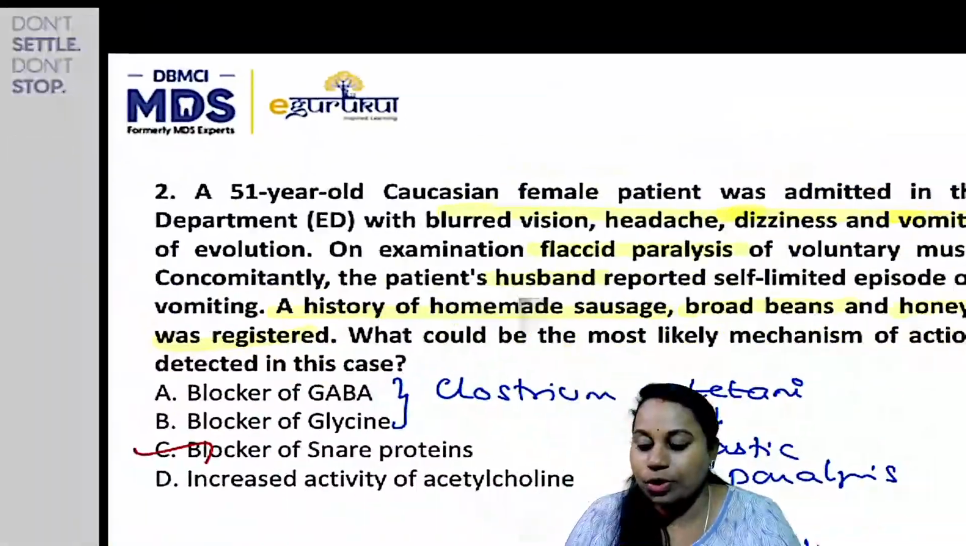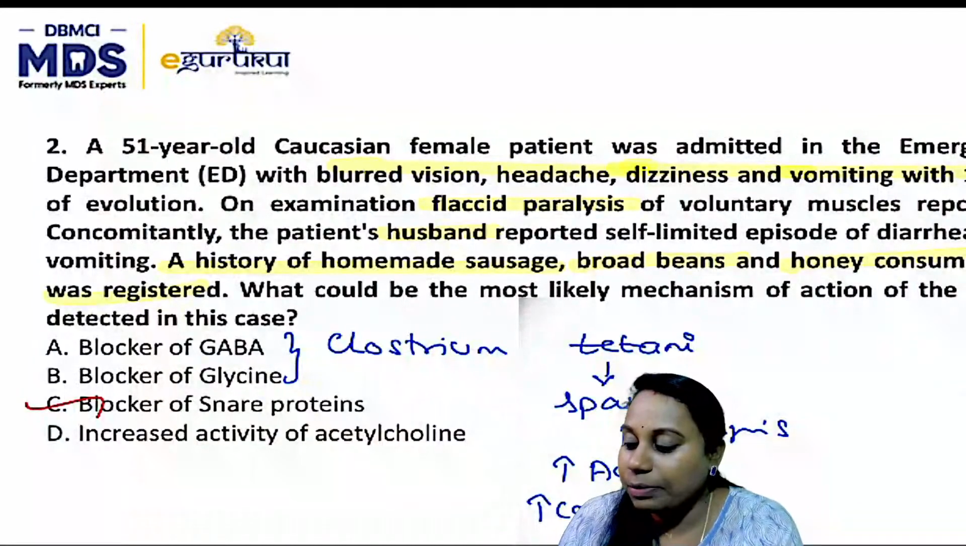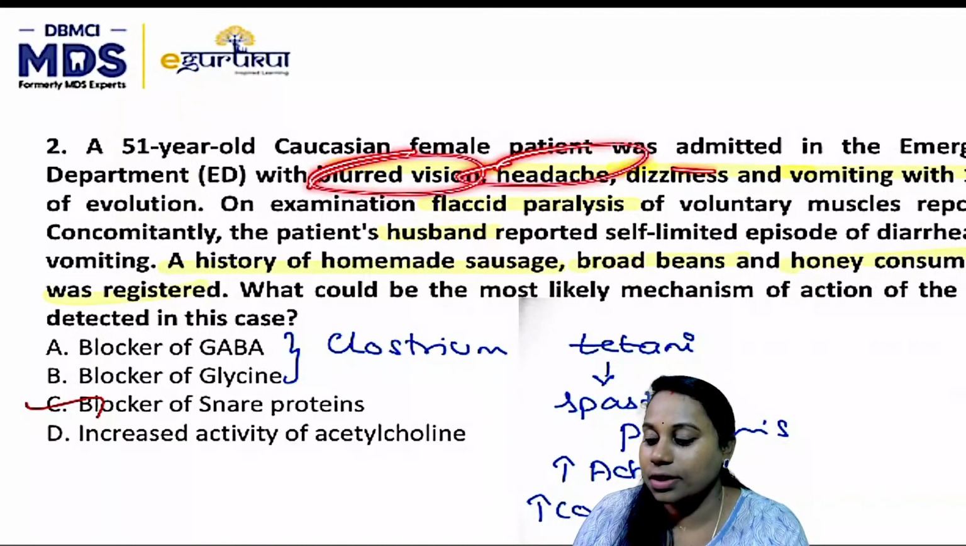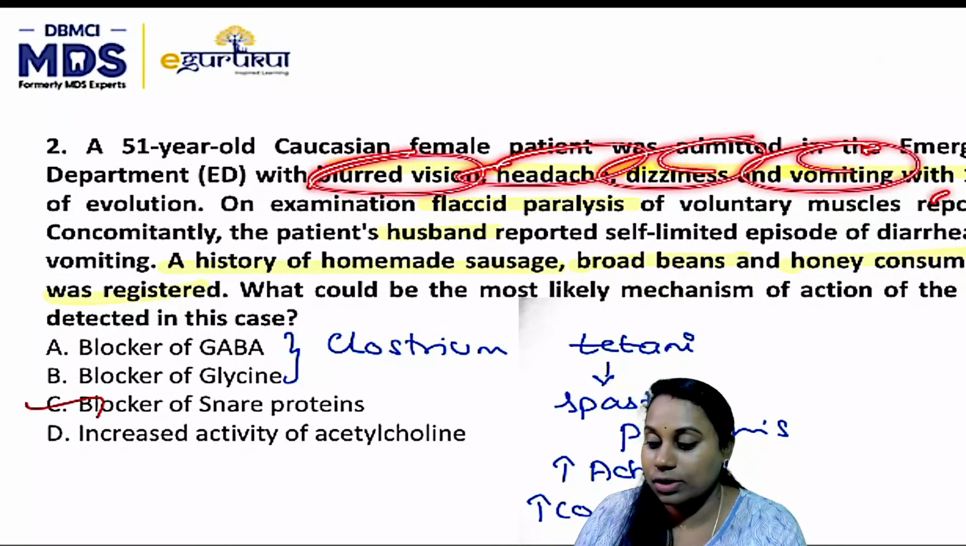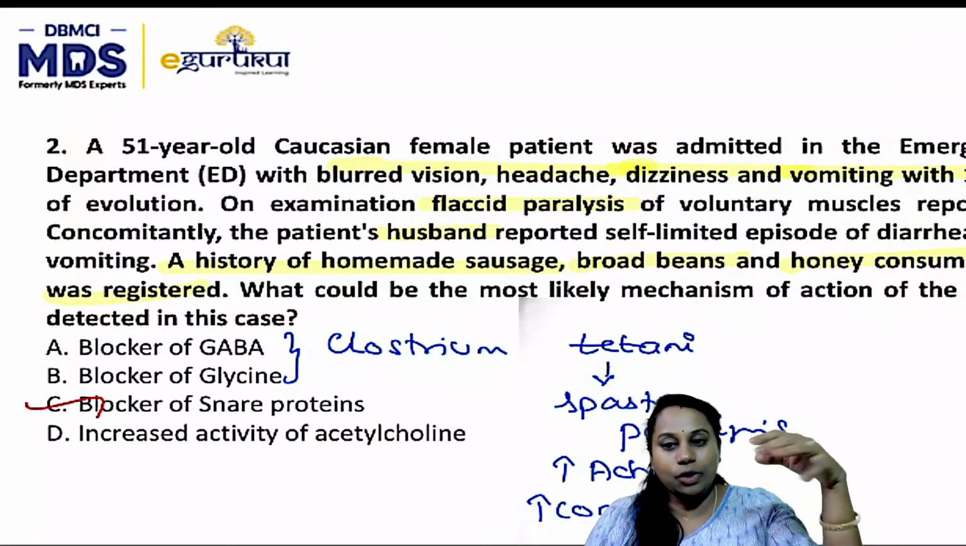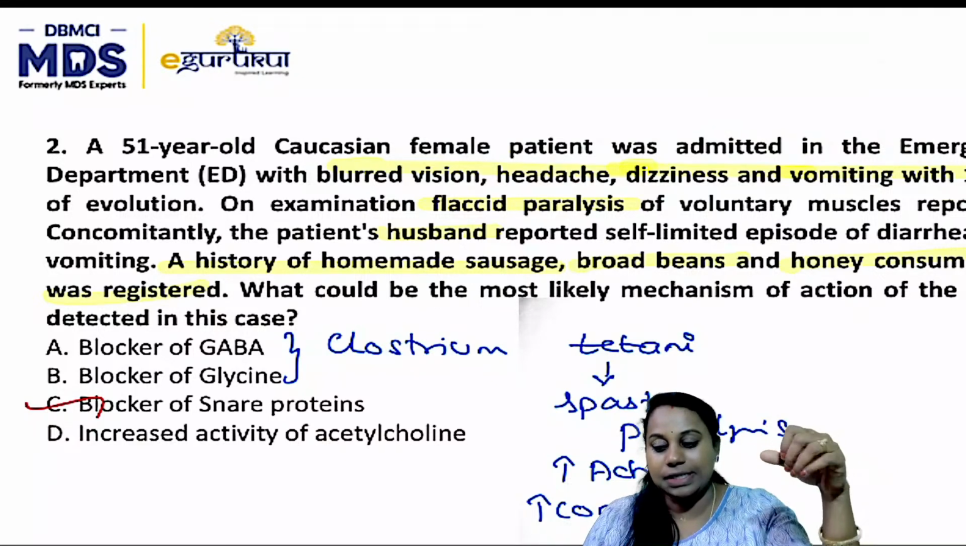Over to question number 2. A 51-year-old female presented to the emergency with blurred vision, headache, dizziness, vomiting with one-day onset. On examination, there is flaccid paralysis. Flaccid means the muscles are becoming loose like this. This is called flaccid paralysis.